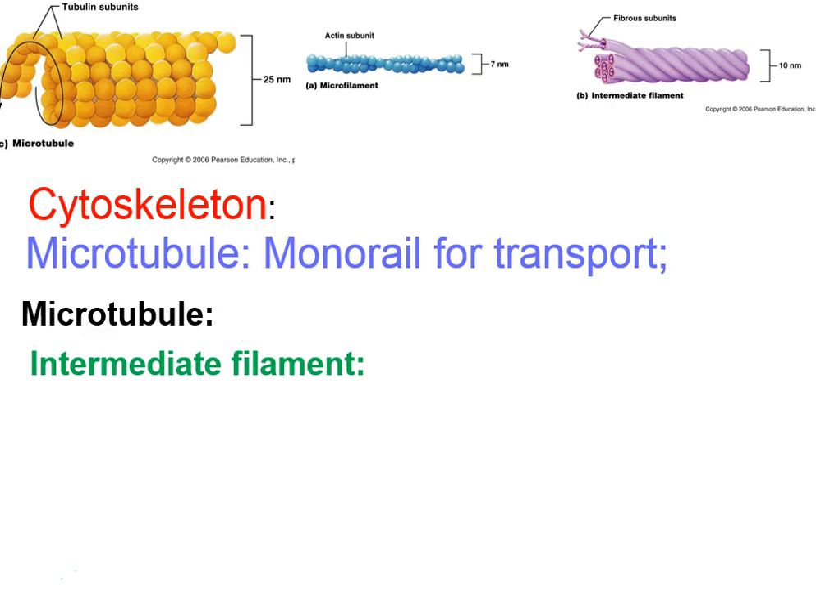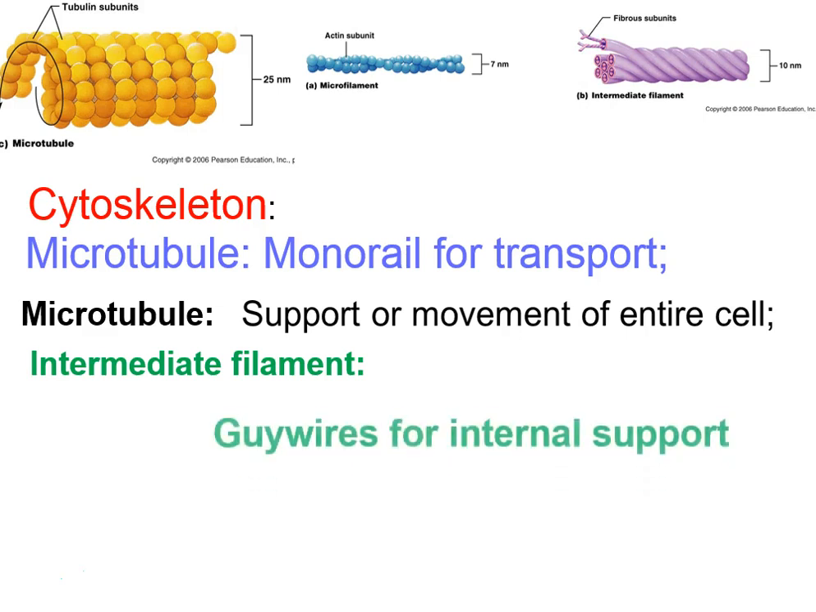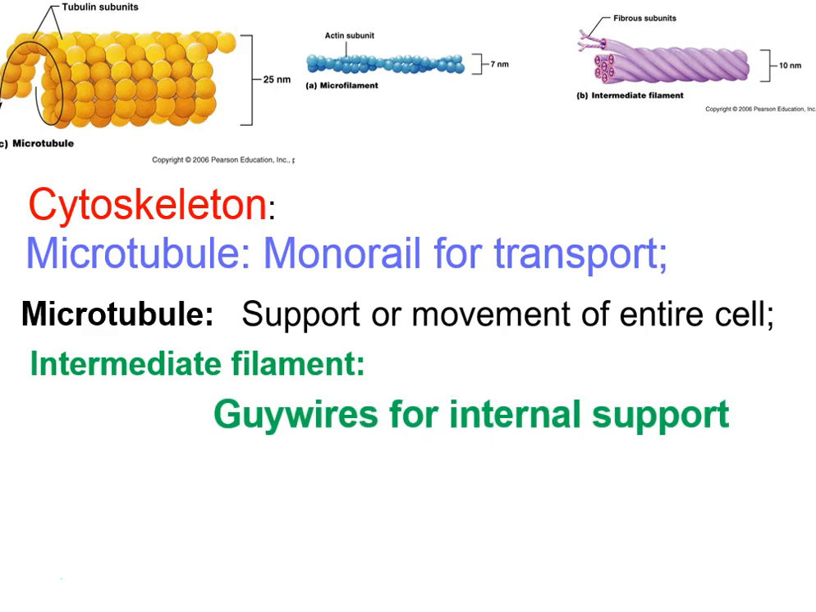We also have microtubules that support and provide movement for the entire cell. In a muscle cell, you have actin and myosin, which will slide across each other and cause cardiac and skeletal muscle cells to contract or get smaller. Some of the cytoskeleton are called intermediate filaments, and usually these are seen as guide wires for internal support.